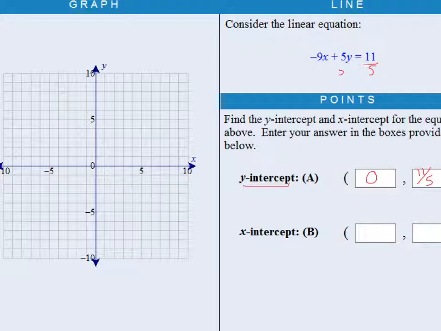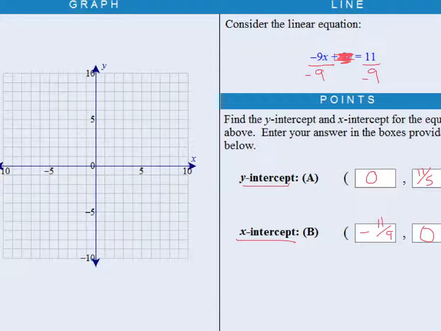Let's try again. This time I'm looking for my x-intercept, and so I'm going to plug 0 in for y, which is going to make this whole term disappear. And so all I'll do is divide both sides by -9. And so if I plug a 0 in for the y, I end up with -11/9 for my x-intercept.